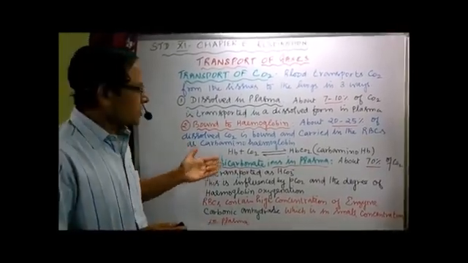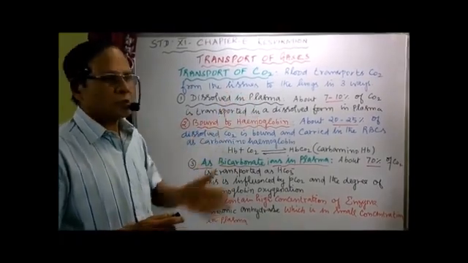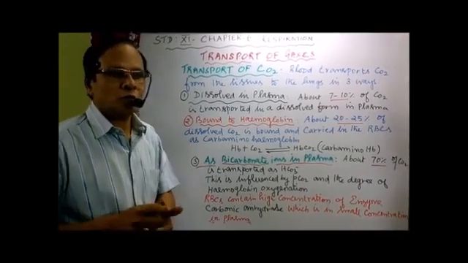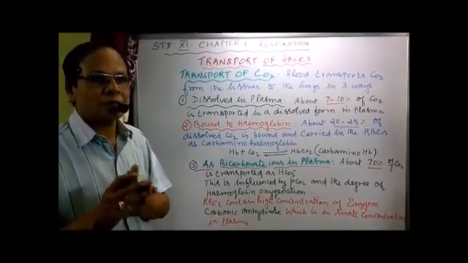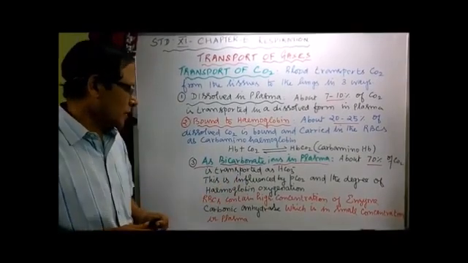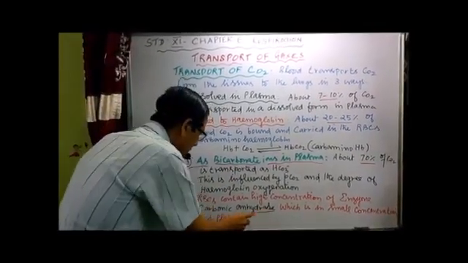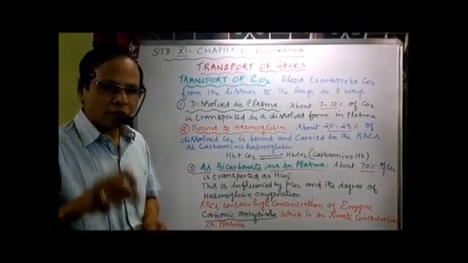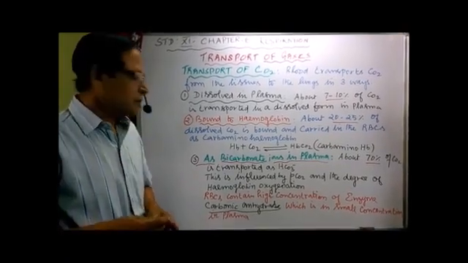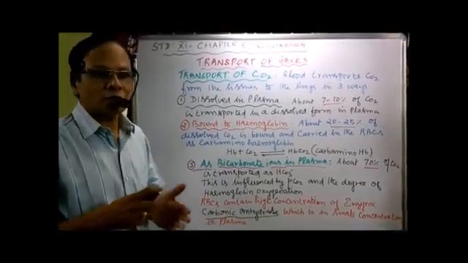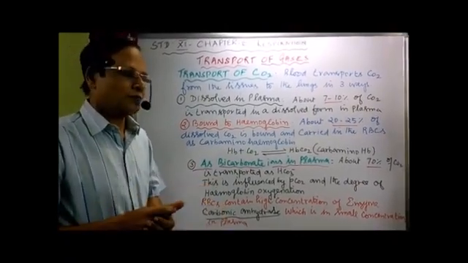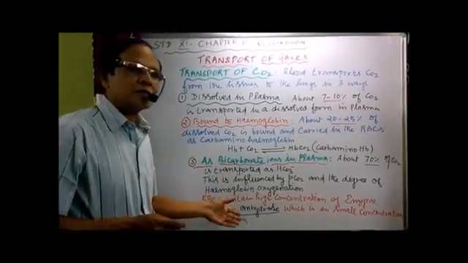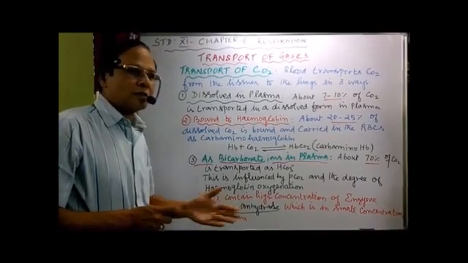The reaction of carbon dioxide with water to form carbonic acid is facilitated by an enzyme called carbonic anhydrase. This carbonic anhydrase is an enzyme present in higher concentration in the RBCs. It is also found in small concentration in the plasma. This is the major enzyme responsible for the formation of carbonic acid and its dissociation. In the animal kingdom, this is the fastest enzyme.